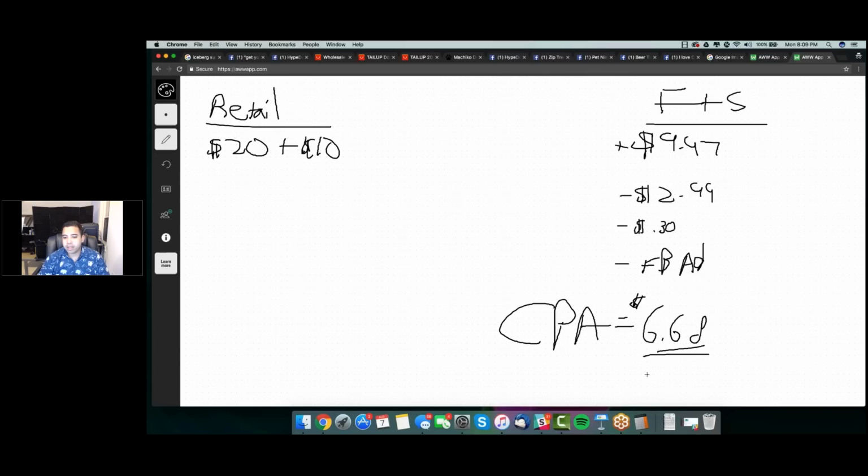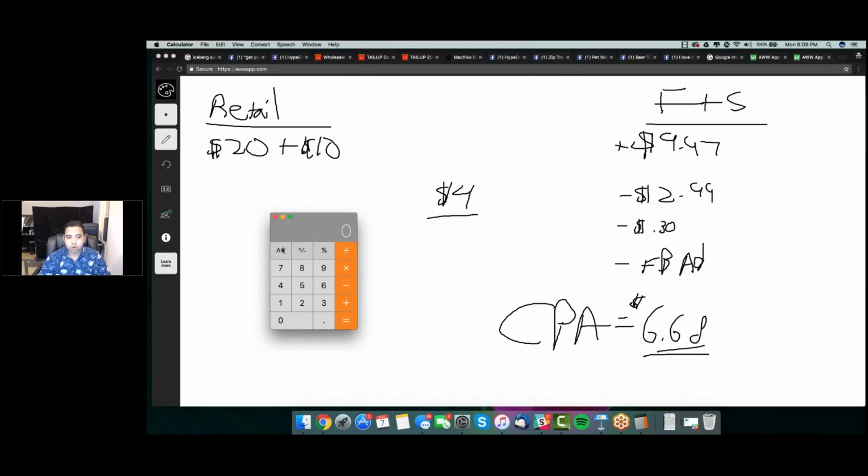So let's say your CPA ends up being like $4 to get a customer on Facebook. Your targeting is on point, your store is on point. So $6.68 minus $4 is $2.68. I would make $2.68 for every single transaction. Multiply that by 1,000 transactions, and I could make $2,680 with 1,000 sales on the store.